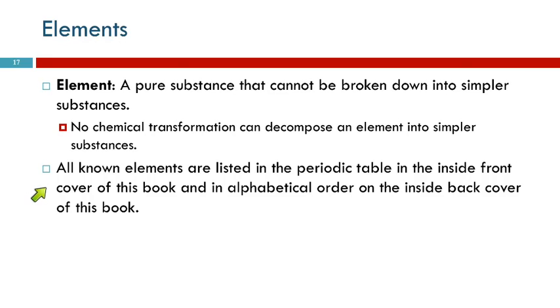So the known elements are listed in the periodic table. There's one on the inside front cover of your book in a table form, and well, in the new version of the book, this may be different. I don't know what they've got on the front and the back. In the classroom here, we have a periodic table on the wall. Those are all the known elements.